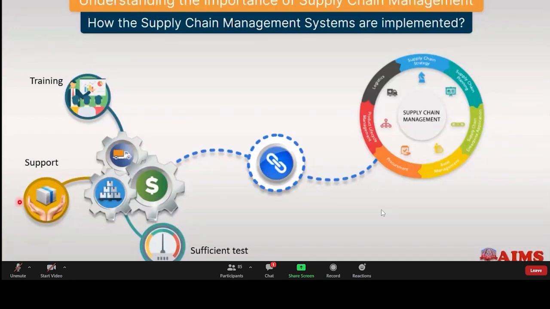At the same time, we need the support of the company, most especially financially, in terms of automation. Kasi in terms of trend right now, we need to have an automated supply chain management system for us to be efficient and mas madali tayong makapag-produce and makapag-serve sa customer. Also, sufficient test. Kasi hindi naman siya ganun na once in place natin ang supply chain system, it's effective agad. So we need to have trials pa to ensure that we deliver the product on time.